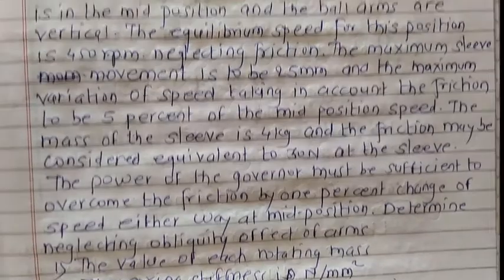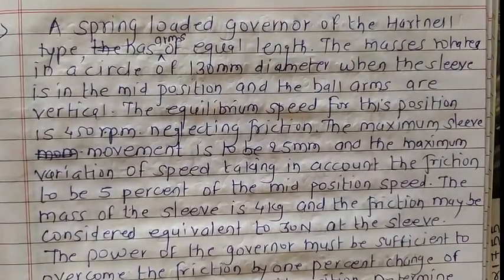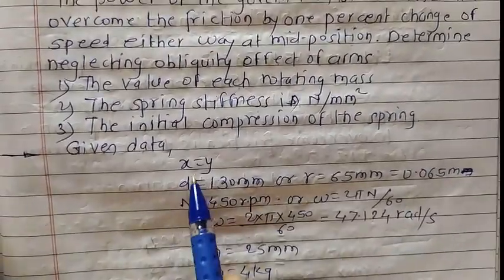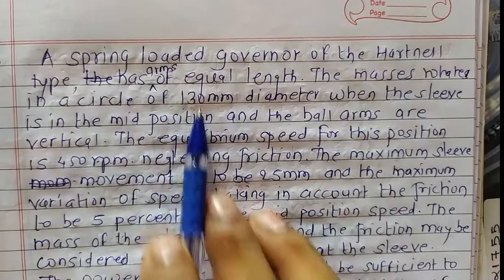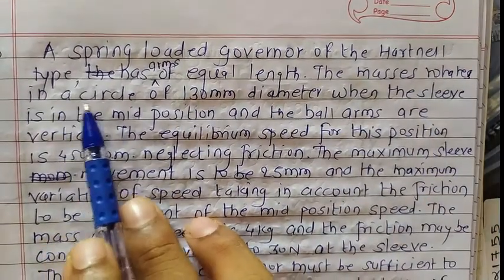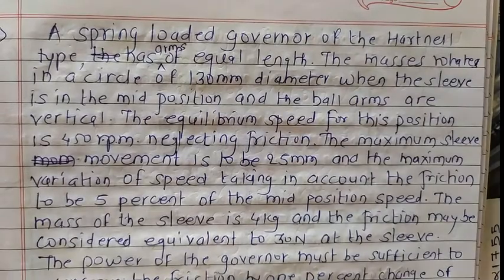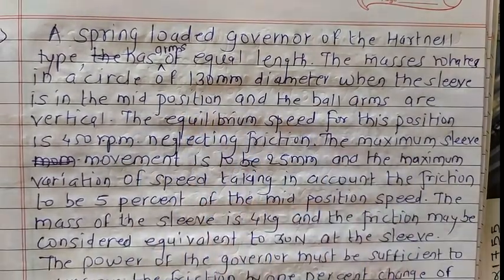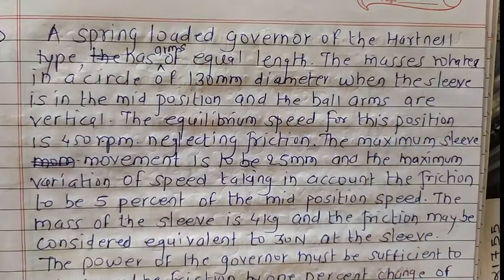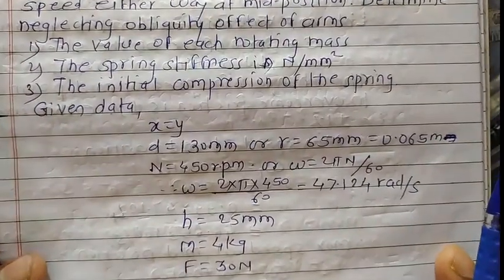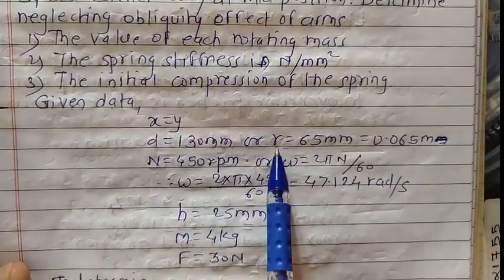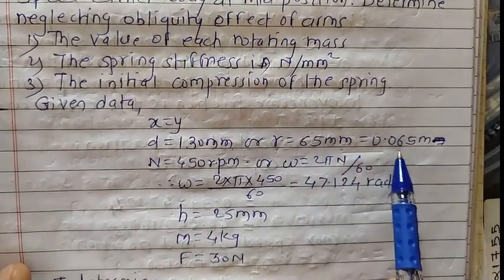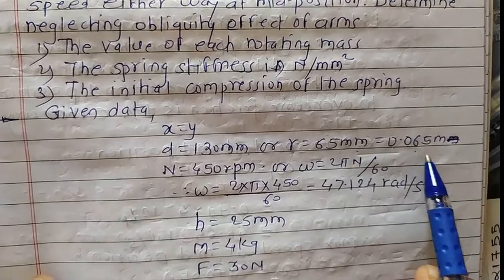As per the data given in the problem, the arms are of equal length, which means in this case x equals y. Instead of giving the radius, the diameter is given. The masses rotate in a circle of 130 mm diameter when the sleeve is in the mid position and the balls are vertical. The equilibrium speed for this position is also given. So here just note down the data given one by one. The diameter is 130 mm, so the corresponding radius is 65 mm. Convert this into meters: 0.065 meter.